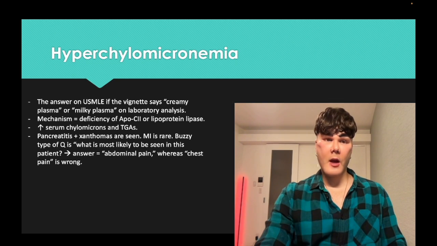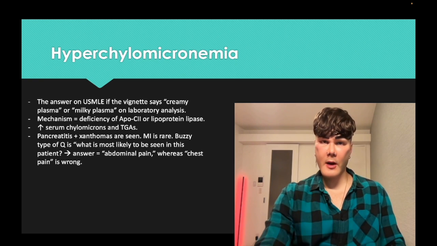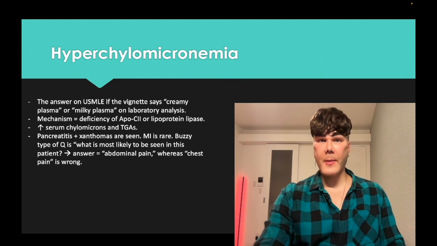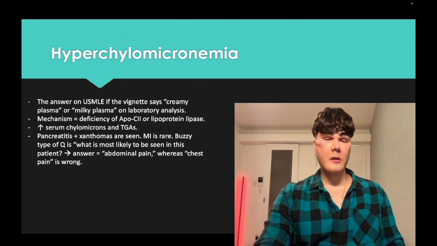Okay, so I said 4 out of 5 questions, they'll ask for the mechanism, as I wrote above here, but then maybe 1 out of 5, they'll say, what are you most likely to see in this patient? Chest pain's wrong. Answer is abdominal pain. Okay, so pancreatitis way more likely than MI. It's also autosomal recessive, but USMLE doesn't care about the inheritance pattern for hyperchylomicronemia and hypertriglyceridemia.